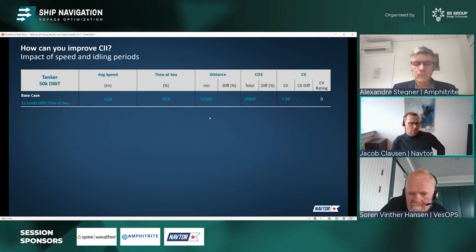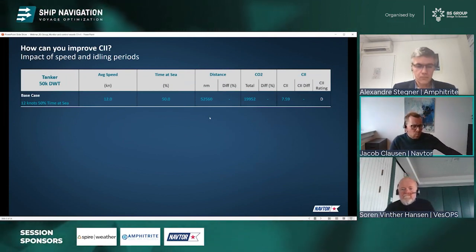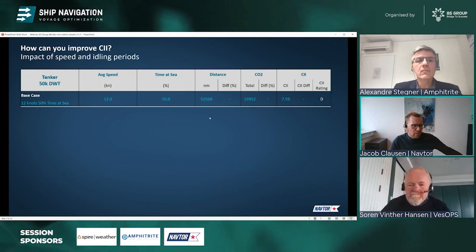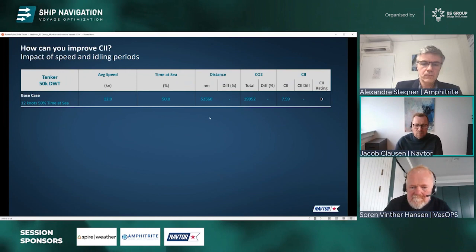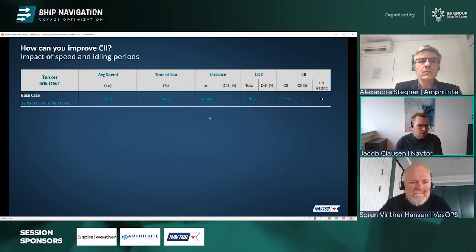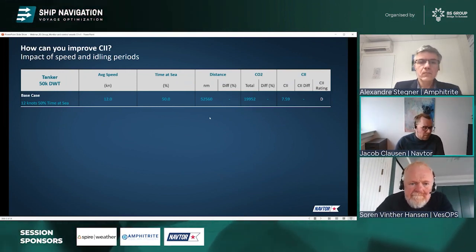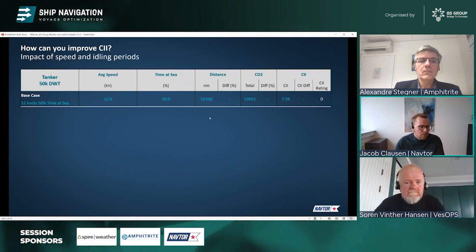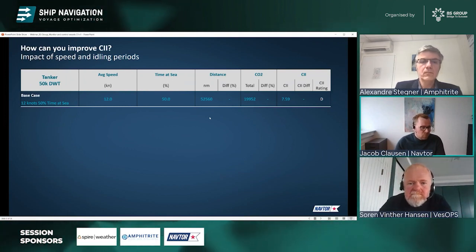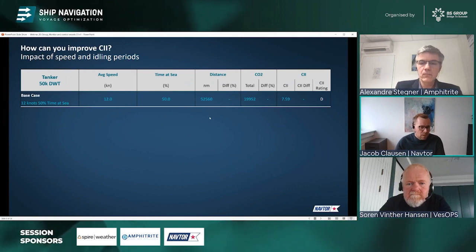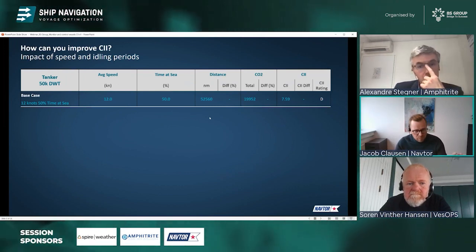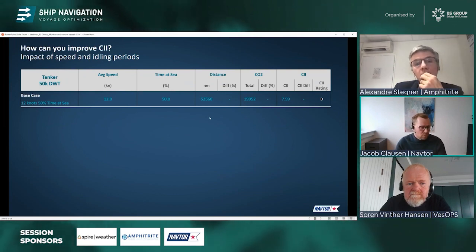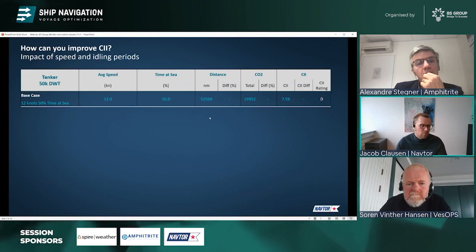And if we look at what you can do to improve, here I'm just trying to give some illustrative examples of the speed and idling part. So if we take a base case, say a 50,000 deadweight ton tanker operating at 12 knots with 50% idling time, in this case we're taking an example where it ends up in a D rating, and maybe that's not that common for most vessels. So we're just creating one example here.